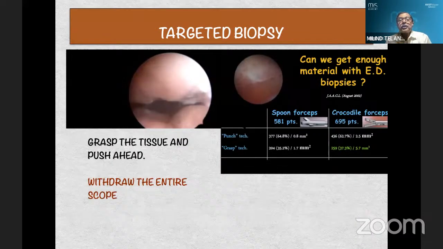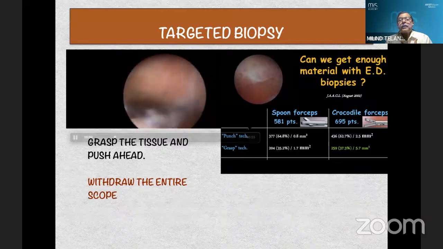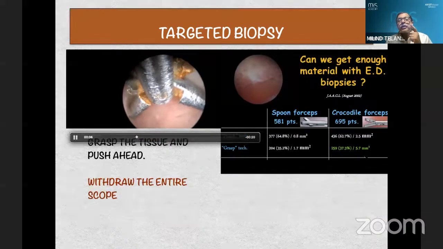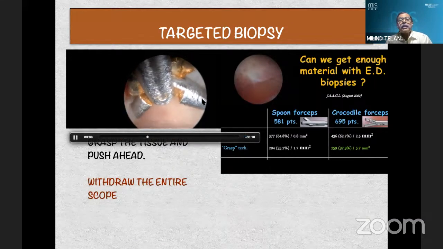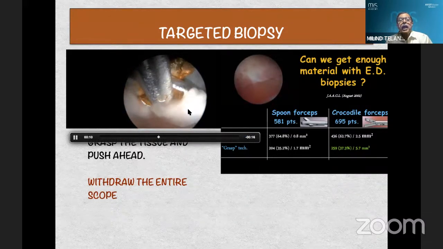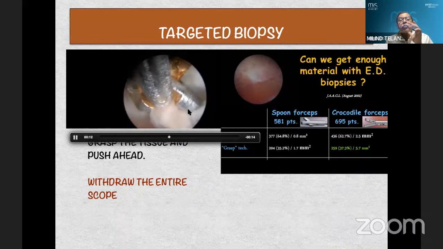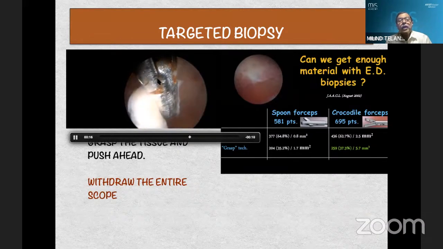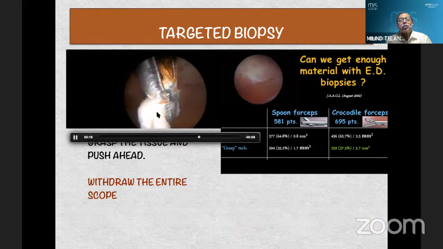Targeted biopsy. Now there is a question whether I'll get an adequate biopsy. What is adequate biopsy? Again, Bertocchi has done a very good study wherein he showed the grasp technique with the crocodile forceps. When I open the grasper, it is 6 mm. I see the targeted area, I push the grasper ahead to erase the endometrium. Now, as you see in this picture, the tissue which is inside and outside. This is an ideal biopsy.